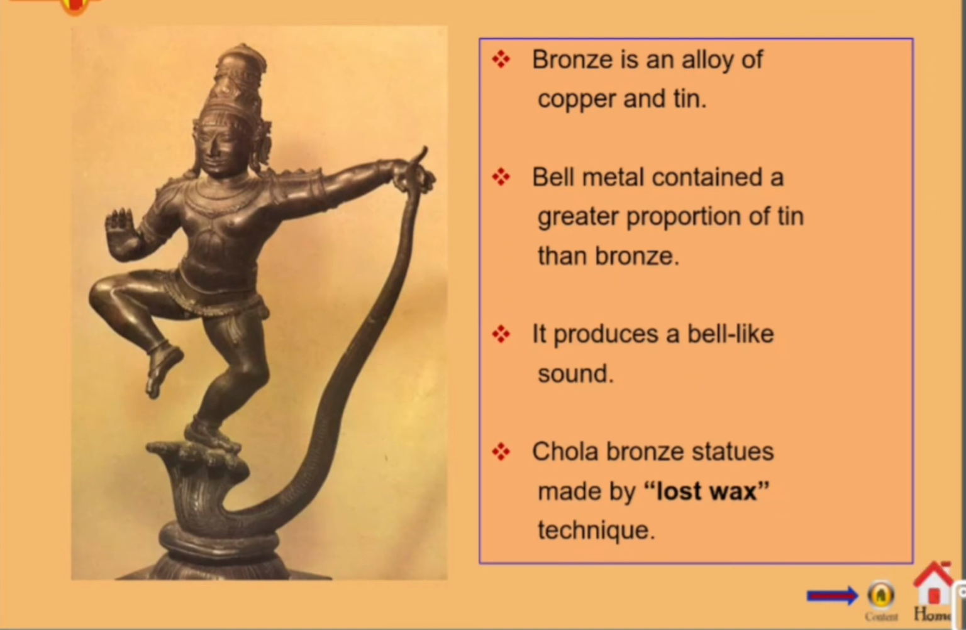Metal crafts under the Cholas. Let us see how the metal work was done during the Chola period. Bronze is an alloy of copper and tin. Bell metal contained a greater proportion of tin than bronze. This metal produces a bell-like sound. Chola bronze statues were made by the lost wax technique.